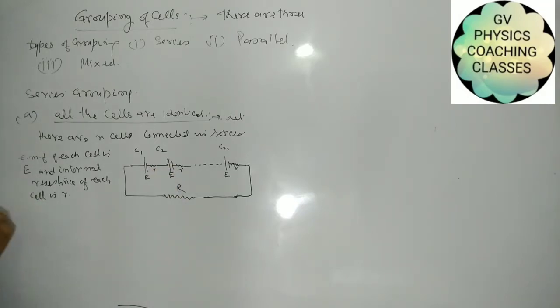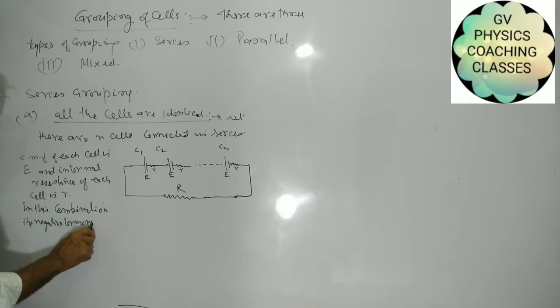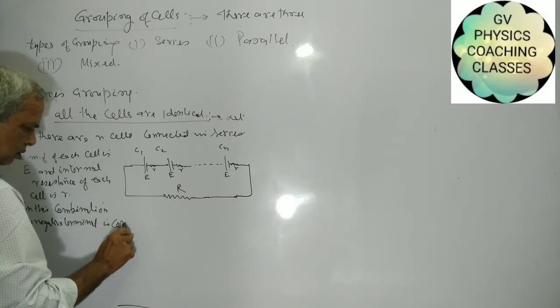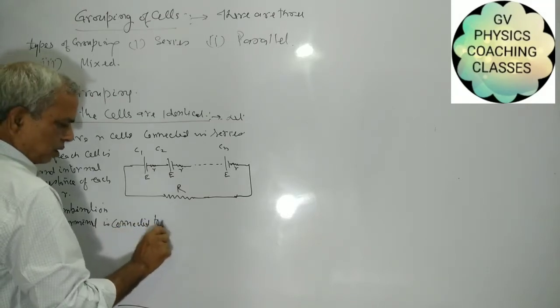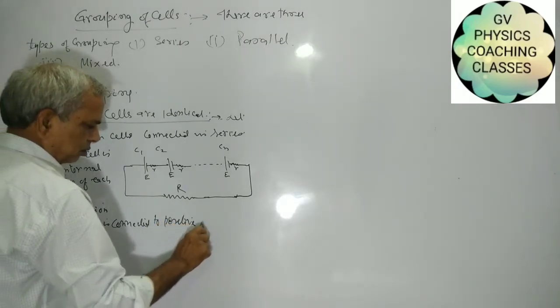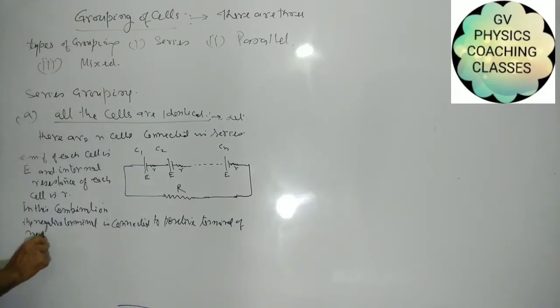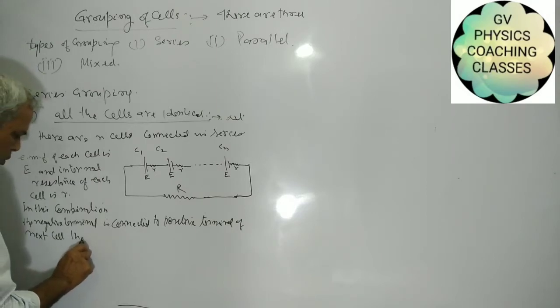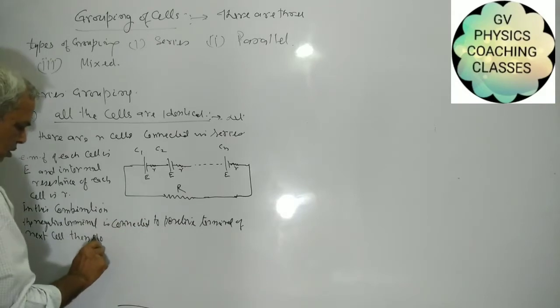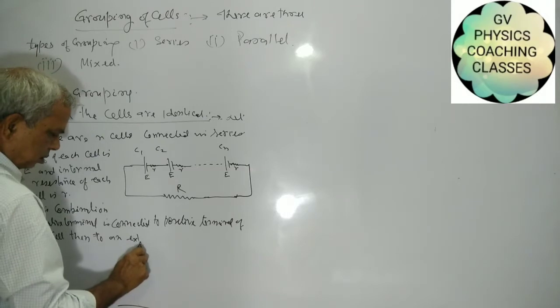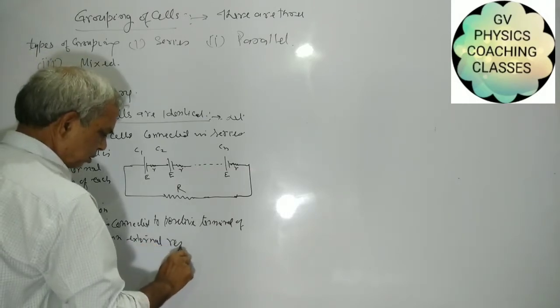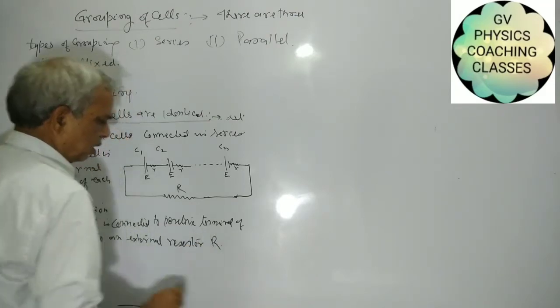In this combination, the negative terminal is connected to the positive terminal of next cell. Then to an external resistance R, resistor R as shown in figure.